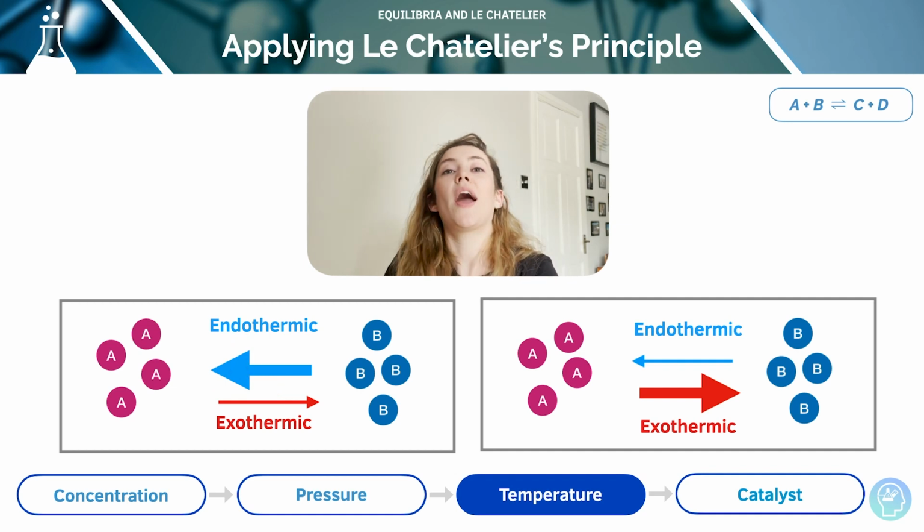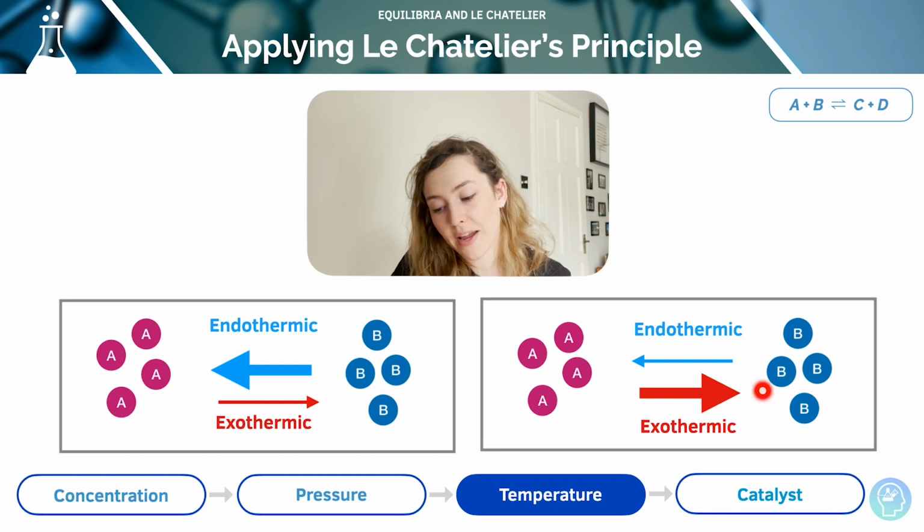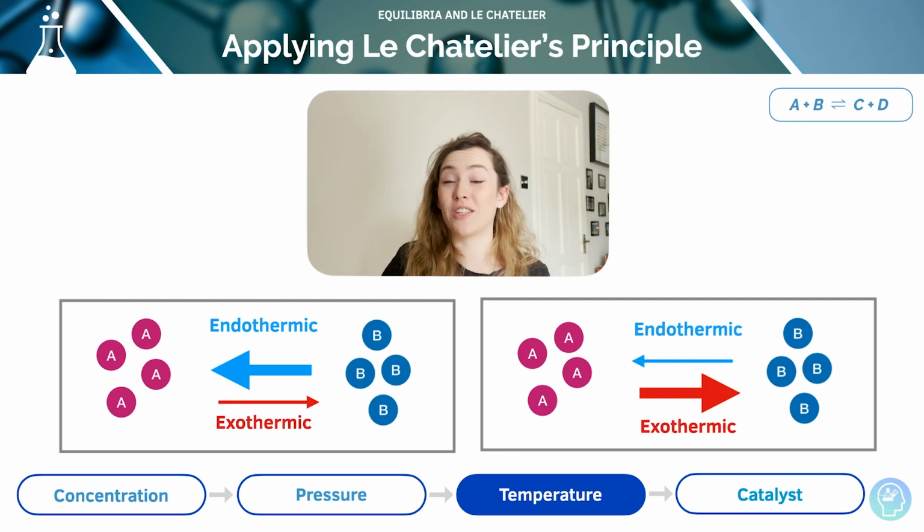Okay. If I decrease the temperature, I'm going to want to warm the system up again. So I'm going to shift the position of equilibrium in the exothermic direction. And in this case, that is the forward or to the right. So again, we're just counteracting the change.